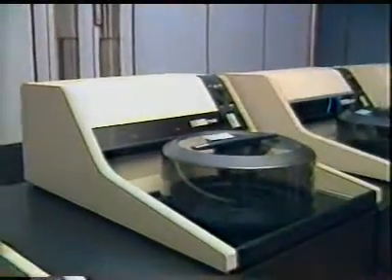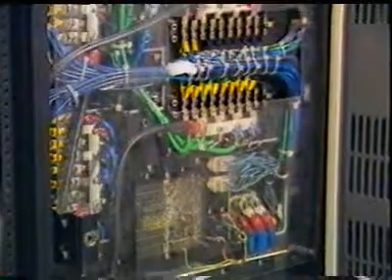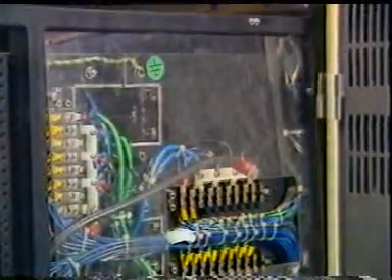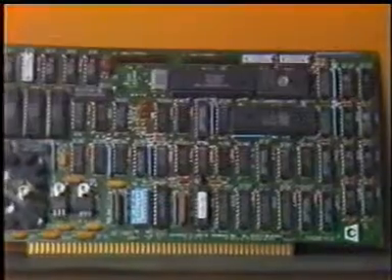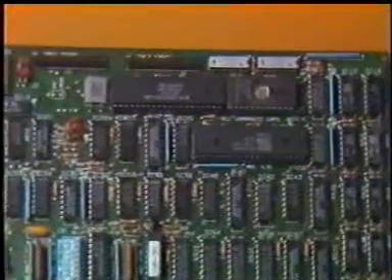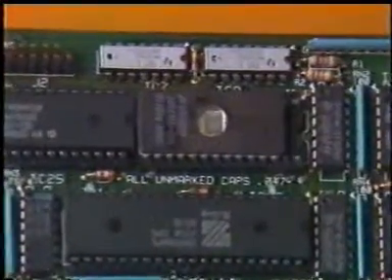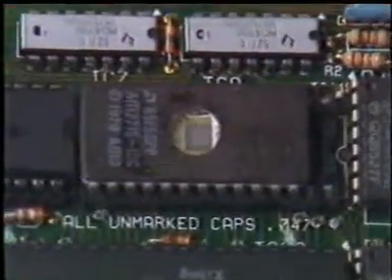Another device used is the Winchester or the hard disk. The computer uses integrated circuits or ICs for various operations, including storage of data. A circuit made up of a large number of components fabricated on a single chip is called an IC.